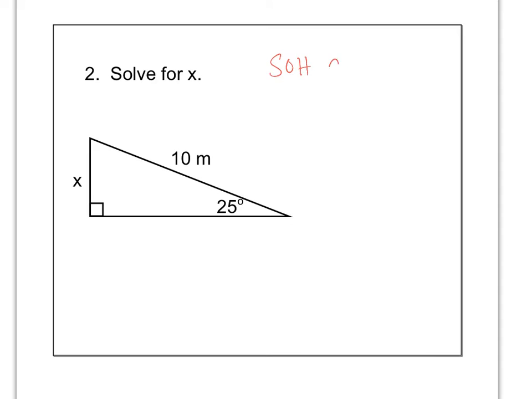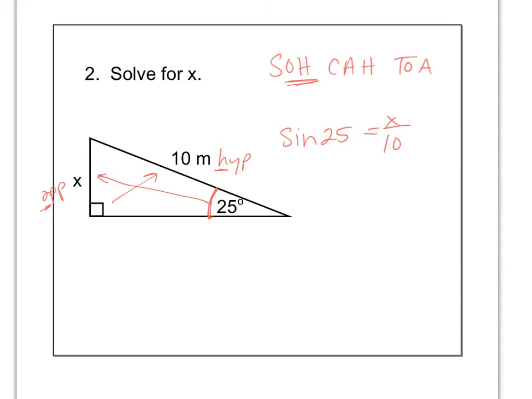So you're going to use SOHCAHTOA again, and you're thinking about your angle. That's not 90, so it's the 25. The 10 is the hypotenuse. It's the longest side across from the 90. The x is opposite. O and H are part of SO. S stands for sine. So sine of 25 equals x over 10.